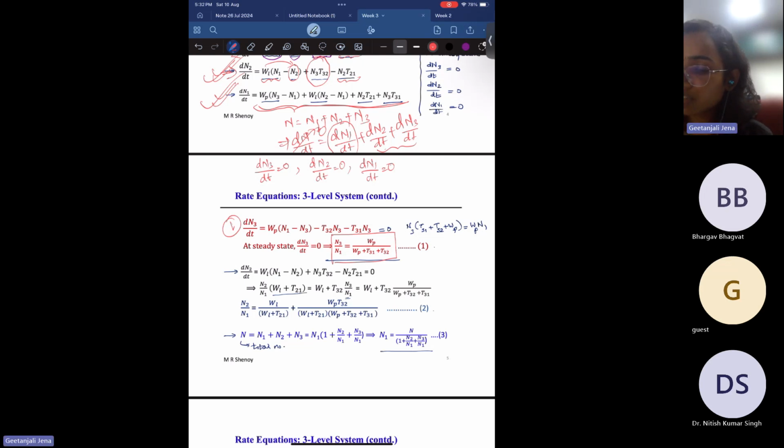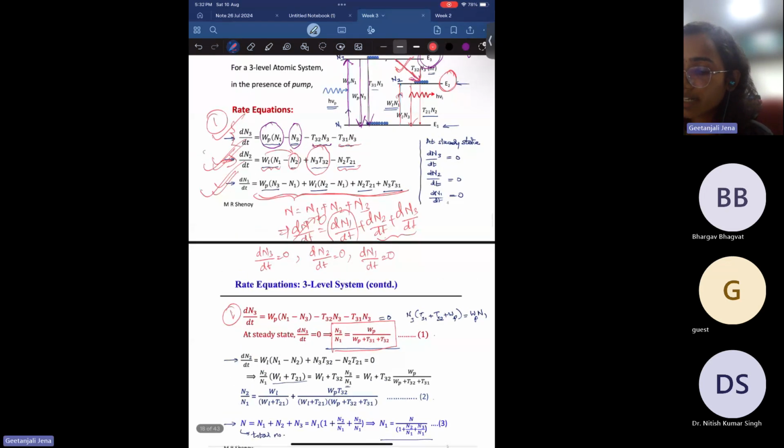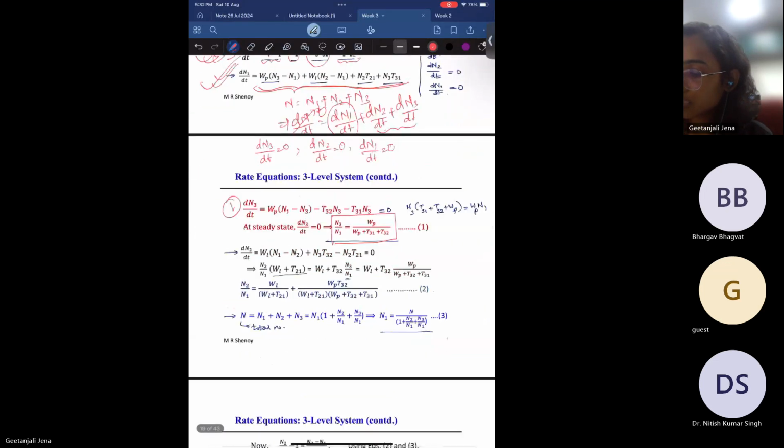Similarly, if you take the second equation here, what will you get? You will get this, which is dn2. So we will get a final expression like this. This is a simple algebraic equation. You just have to rearrange the terms and get the ratio. So n2 by n1 will be wl divided by wl plus t21 plus this term.